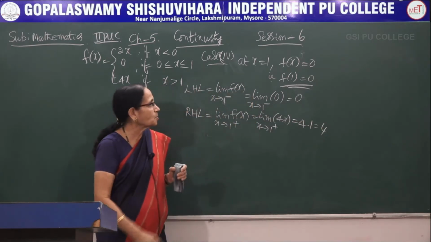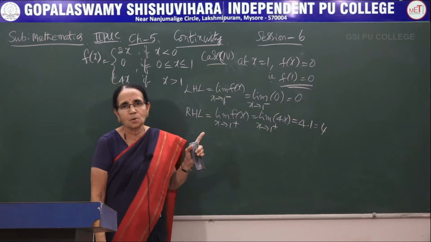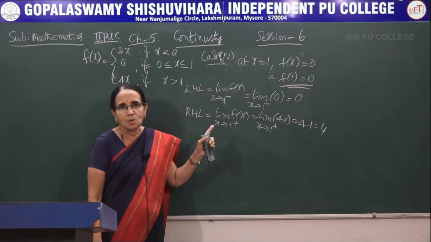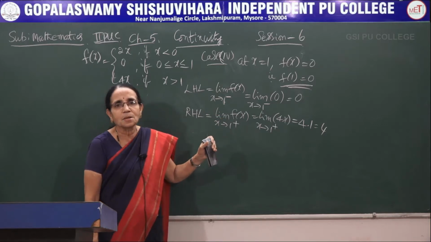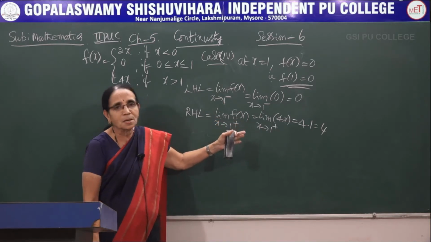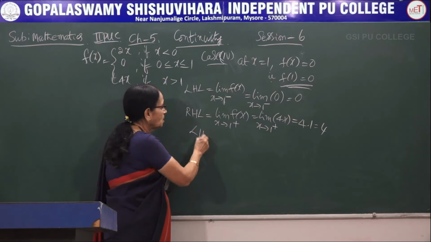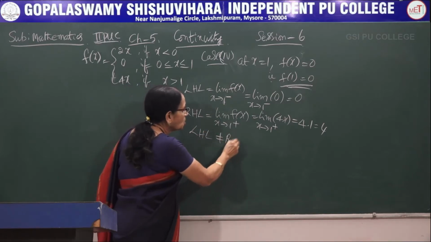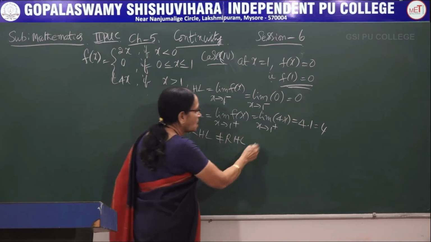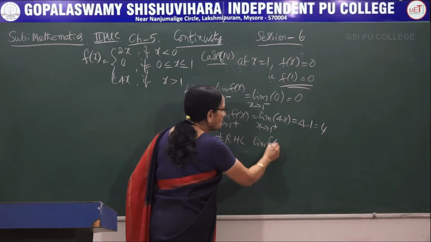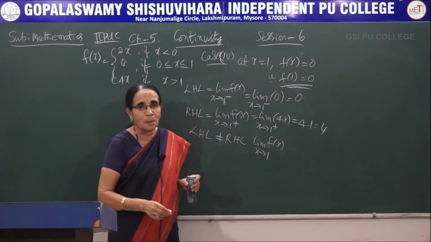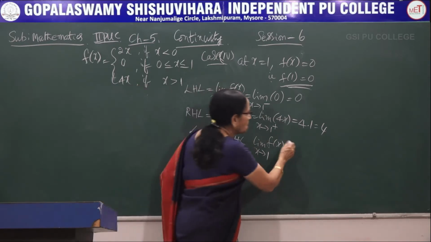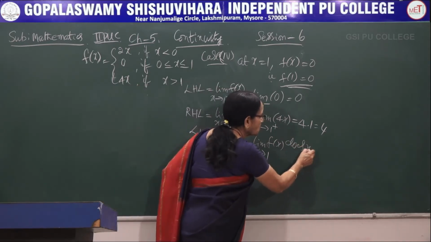That means you observe here the left hand limit is 0, so we could not say anything about the continuity. Now, we have seen that the right hand limit is 4. That means the limit does not exist. The left hand limit is not equal to the right hand limit, or you can write that the limit of f(x) as x tends to 1 does not exist. Don't write plus or minus here.